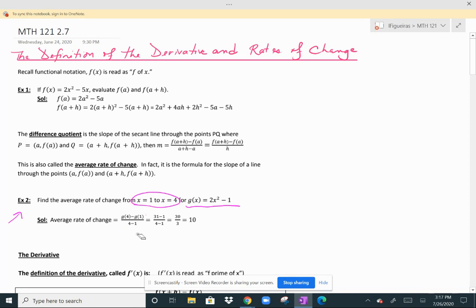When you plug in 4, remember you're substituting g of 4. That means you're plugging it in here. So 4 squared, that gives you 16 times 2. That's 32. Subtract 1. That's where 31 comes from. When you plug in 1, you get 1. So when you simplify, you get 30 over 3, which means the average rate of change for that function from 1 to 4 is 10 units. Okay, it's just a slope calculation.